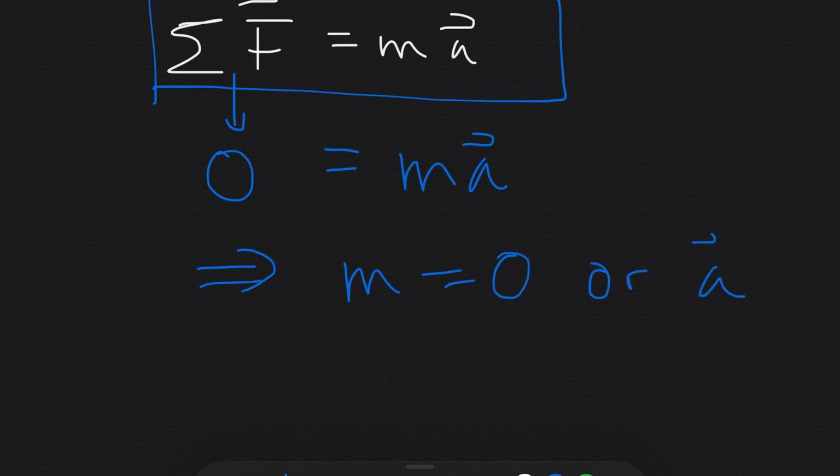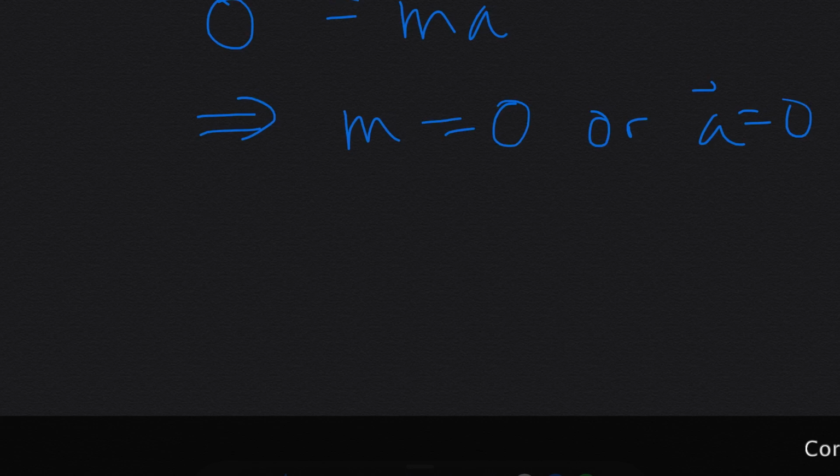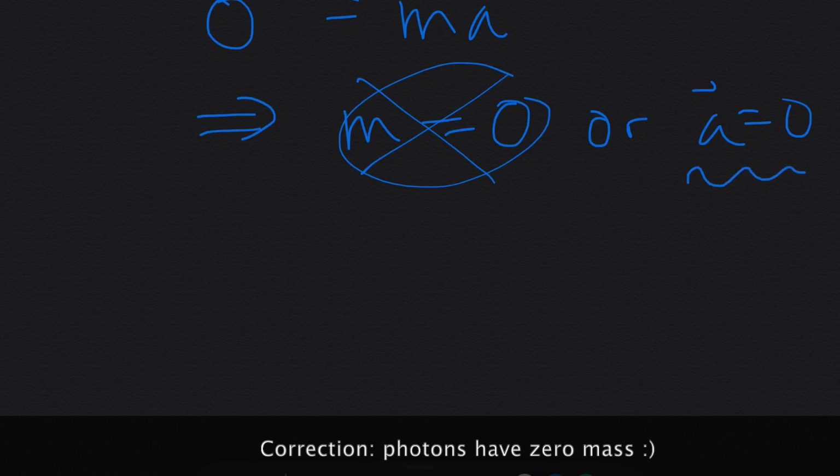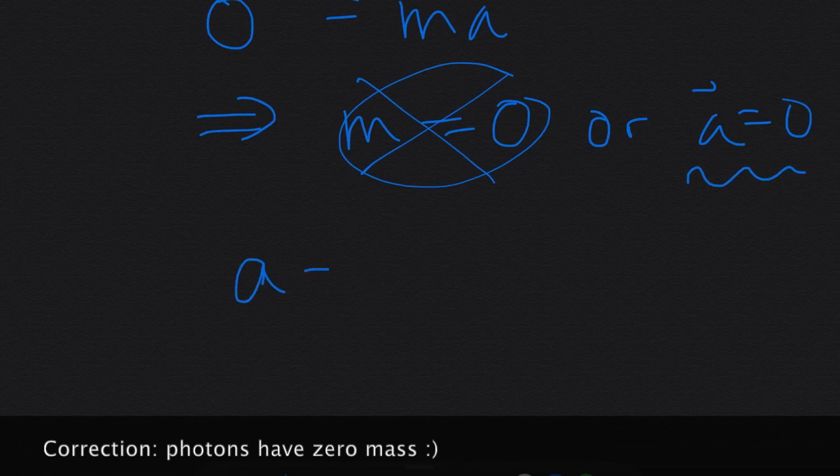That implies that either m is equal to 0 or a is equal to 0, right? So one of these has to be 0, or both of them have to be 0, in order for ma to equal 0. Now we know that mass is usually not 0, right? Well, when I say usually, I mean it's never 0 for something that's moving, because objects always have mass. So this scenario doesn't make sense. Acceleration has to be 0.